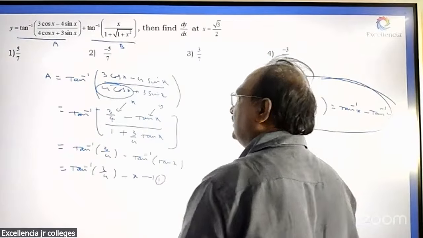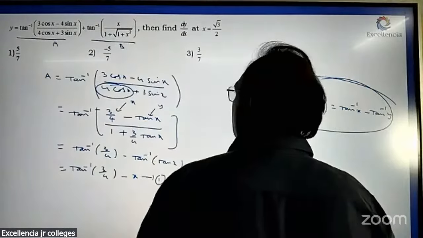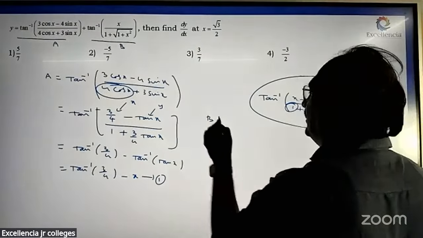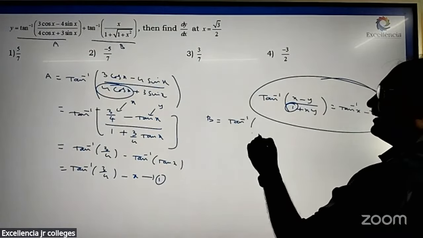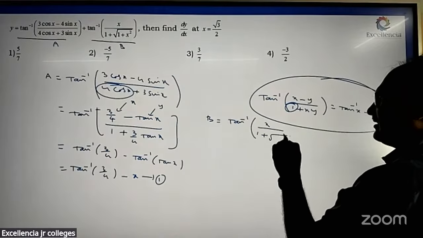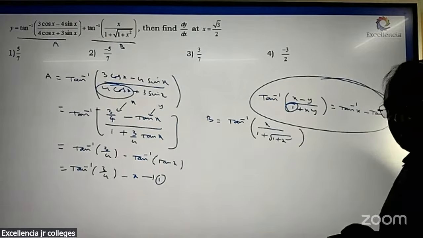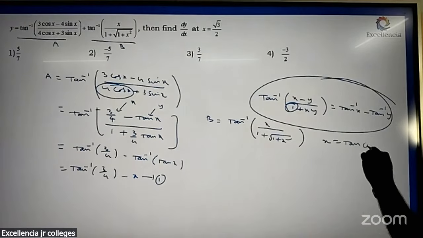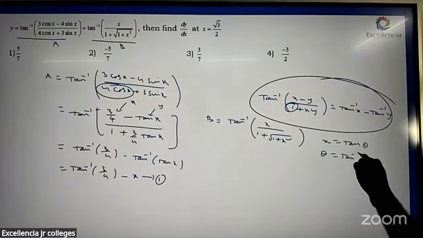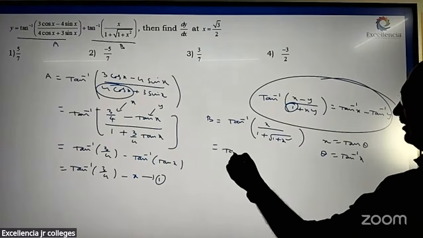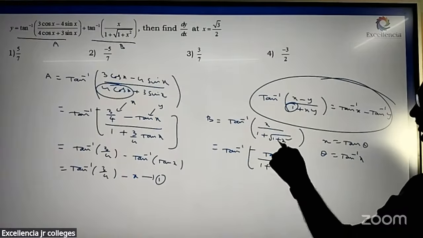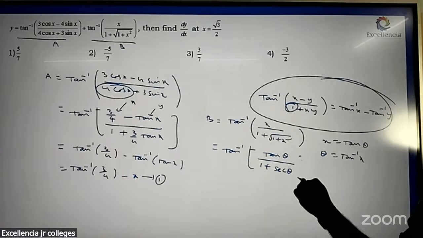Let us take this as 1. Now let me take the second one. The second function given is tan inverse of x by 1 plus root of 1 plus x square. I am going to apply the substitution method. Put x is equal to tan theta, so theta is equal to tan inverse x. Then we can write this as tan inverse of tan theta by 1 plus root of 1 plus tan square theta, that is secant theta.